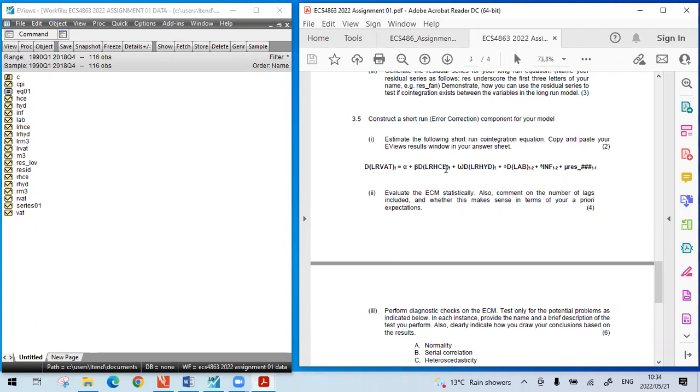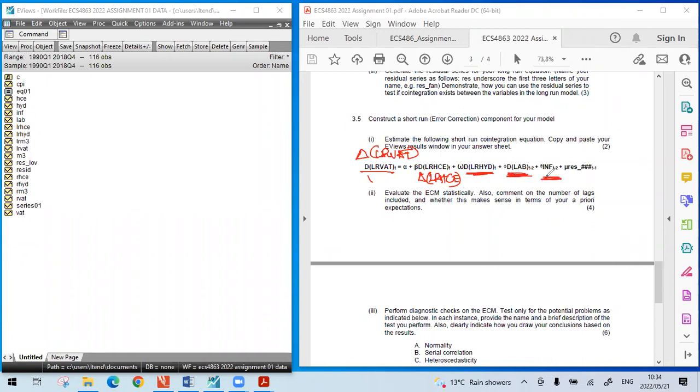So, what are we given? We have so many things that we need to look at. There's D LRVAT, that's the dependent variable, and it's the short run one. Why? Because there's a change here. It's actually the change in RVAT. Can you see that? Then even this one, it's change in LRHCE. This one is a change. This one is a change.